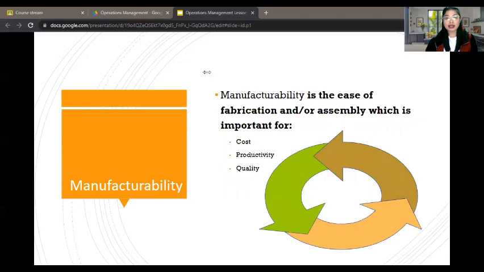A good design must take into account not only how a product will be fabricated, but also how it will be assembled. Design for assembly focuses on reducing the number of parts in assembly, as well as on the assembly methods and sequences that will be employed.